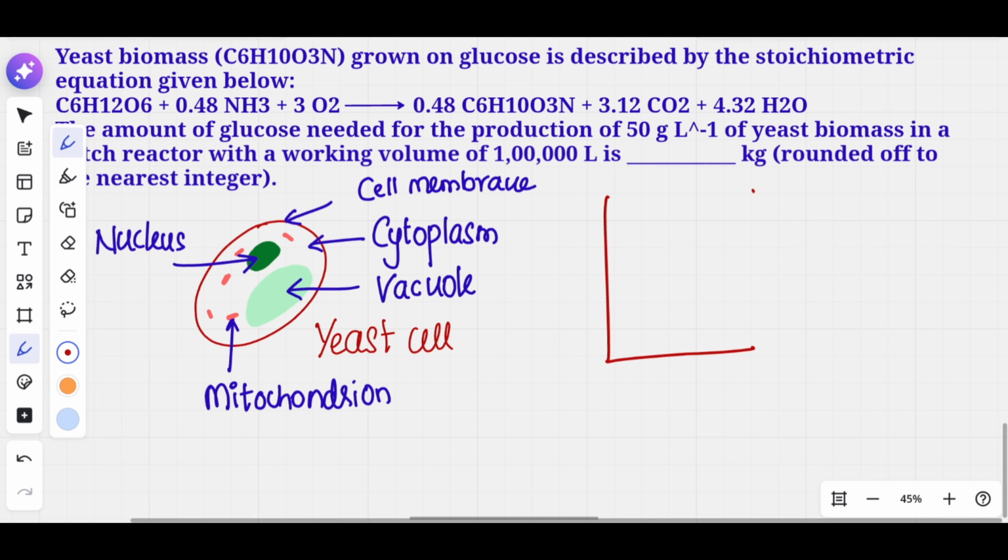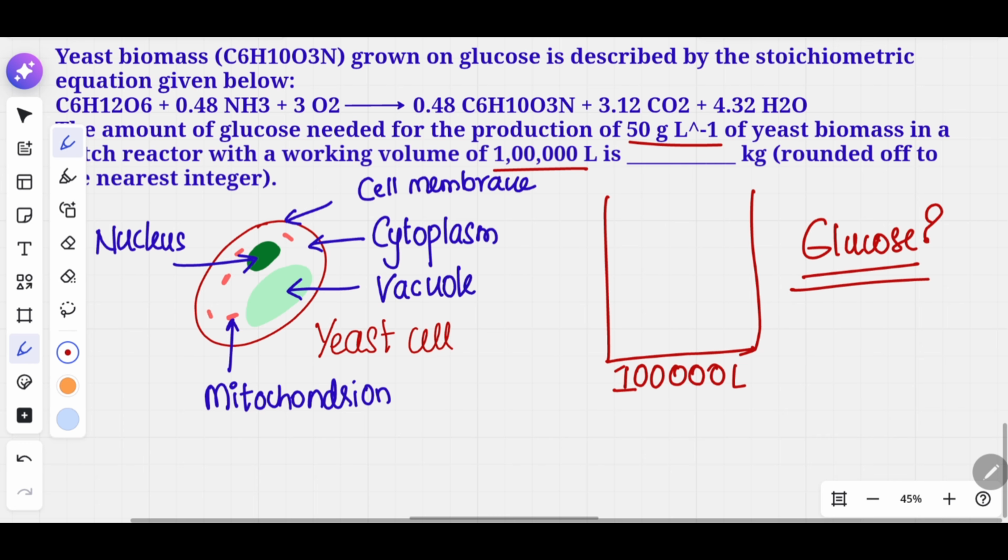Okay. There is a big fermenter which is a 150 liter capacity fermenter, and these are the yeast cells. These yeast cells are really hungry and we need to hit a target of 50 grams per liter. So we need to find out how much glucose is needed. This is a simple question. So let us start.